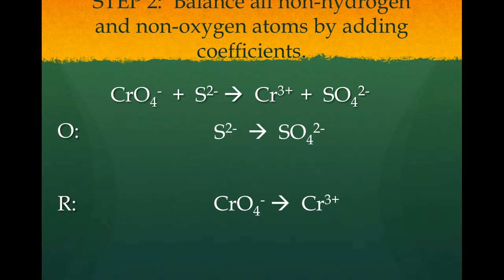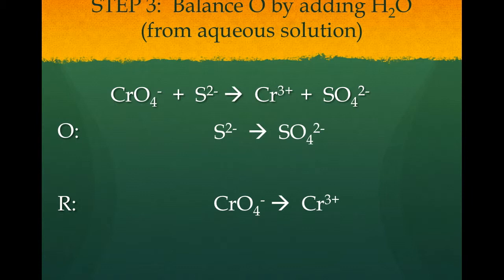Now, you probably didn't need much time here because it's already balanced. We have one sulfur, one chromium, and so our non-hydrogen, non-oxygen are already balanced. The next thing we need to balance are our oxygen by adding water.